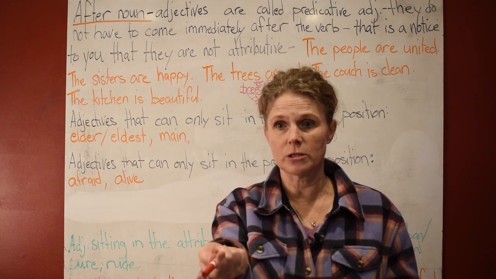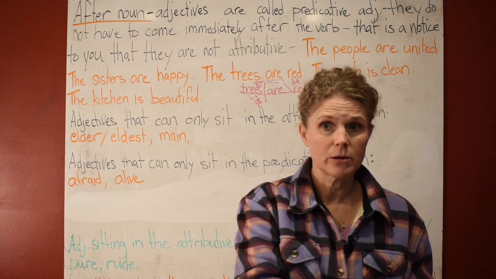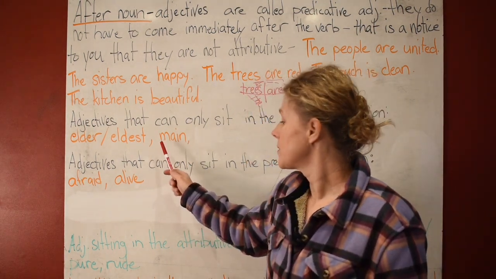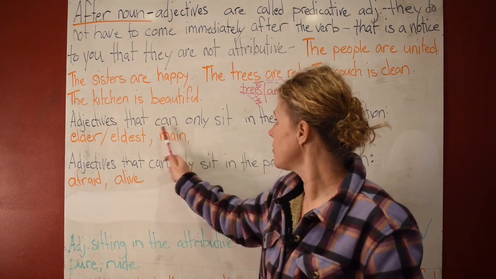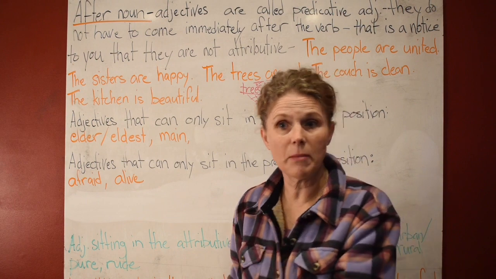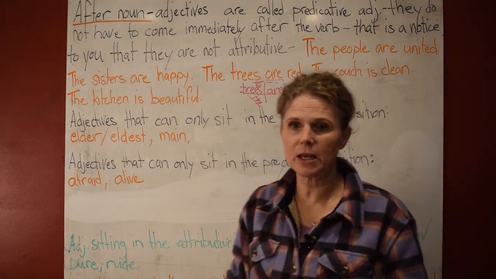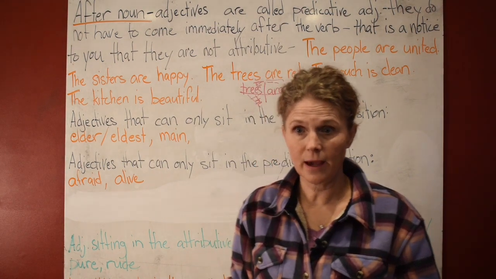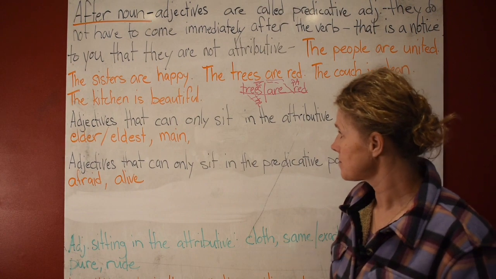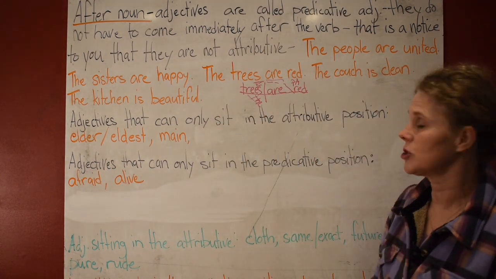What is the attributive position? In front of the... Yeah, before the noun. Okay? So, the main house. See how that's sitting in the attributive position. We can't say the house is main. That would be in the predicative position, and it doesn't make sense. Okay? So there are some words that will only sit in the attributive position. There's adjectives that can only sit in the predicative position.